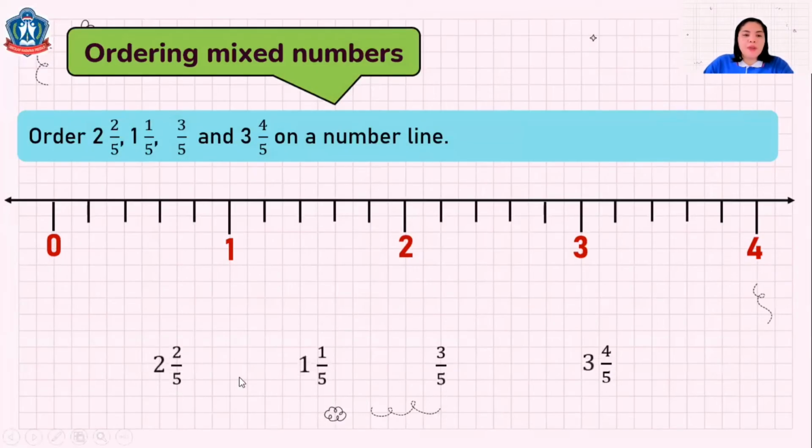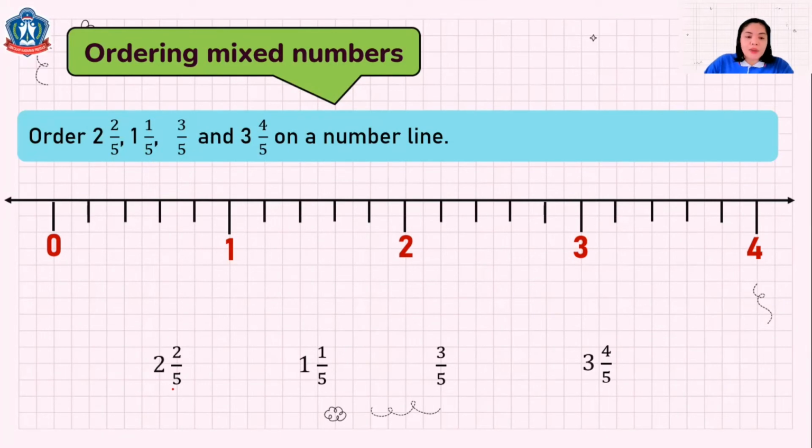So we have 2 and 2/5. We have 1 and 1/5. We have 3/5 and we have 3 and 4/5. Okay, since our denominators are all 5, each from number 0 to 1, we divide by 5. So we have 1, 2, 3, 4, 5. The same also from 1 to 2, 2 to 3, and 3 to 4.